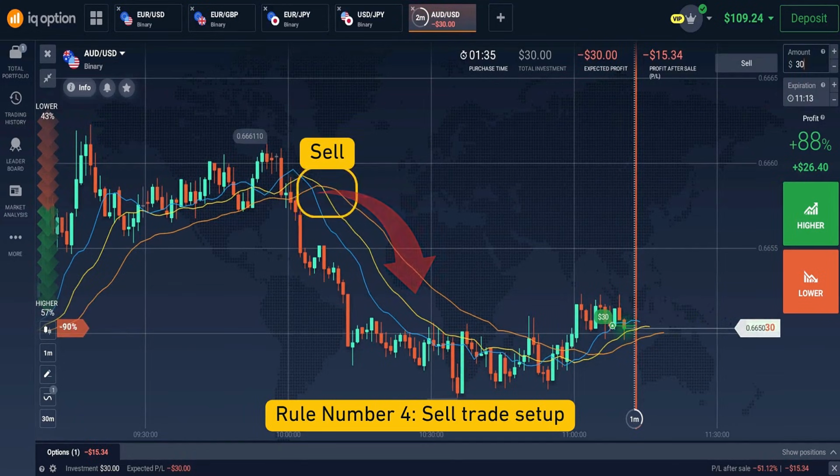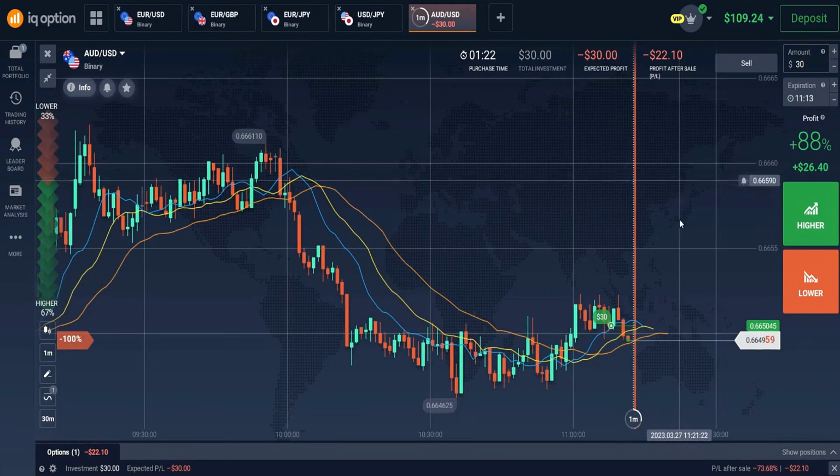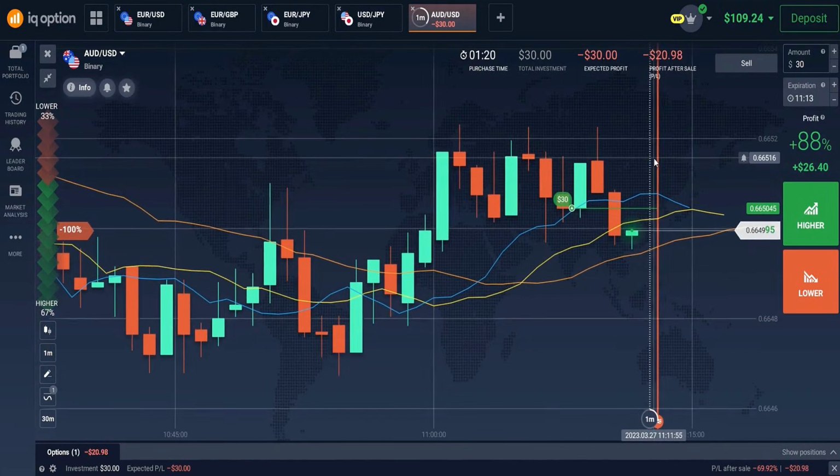Rule number 4. Sell trade setup. Now for sell trades, the process is exactly the opposite. Wait for the 3 alligator lines to cross each other. After the cross, the lips, the green line, must move below the other 2 lines. Watch for the 3 lines to start opening up and moving downward together. The alligator is waking up into a downtrend. Wait for the current candle to close as a bearish red candle. That's your confirmation. Enter your sell trade at the opening of the next candle. Set expiry to 5 minutes. Simple, right? But now let me show you what to avoid.